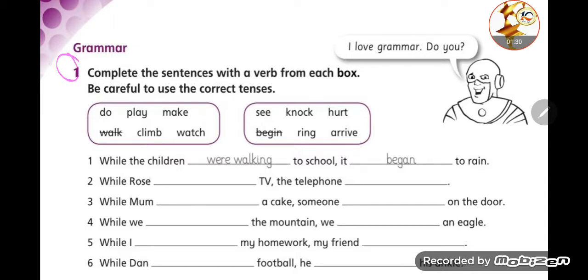So let's start with exercise number 1. Complete the sentences with a verb from each box. Be careful to use the correct tense. إذا هون شو طالب منا إنه نكمل sentences, these 6 sentences with the verbs from the box. We have 2 boxes عندنا صندوقين فيهم أفعال.